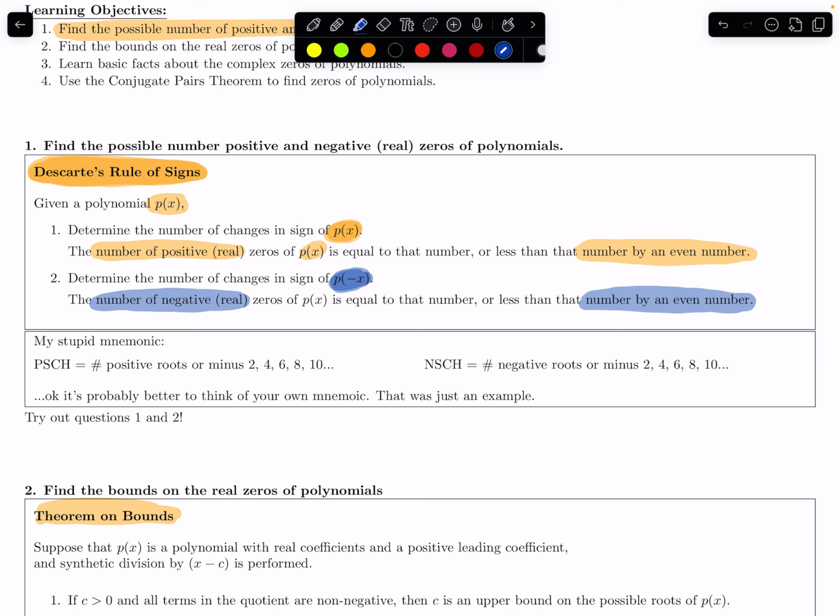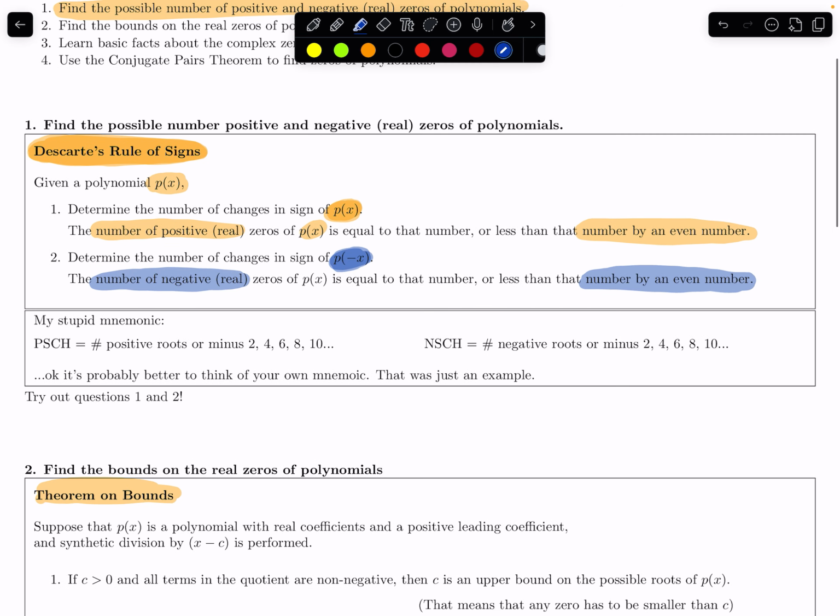Okay, so here's my stupid mnemonic, and please don't laugh. I think you guys should actually come up with your own. This is just an example, but here's how I remember this thing. So I have these 2 little acronyms, like PSCH, positive sign changes. P for positive, S for sign, CH for changes. So the number of positive sign changes is the number of positive roots minus 2, 4, 6, 8, 10, or some other even number. And then if it's the other way, then you say the number of negative sign changes is the number of negative roots or minus 2, 4, 6, 8, 10. Okay, I know, super mnemonic. Like I said, I recommend you think of your own, but this is just an example.